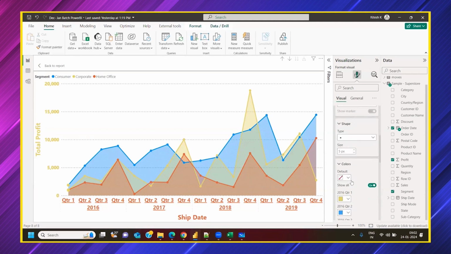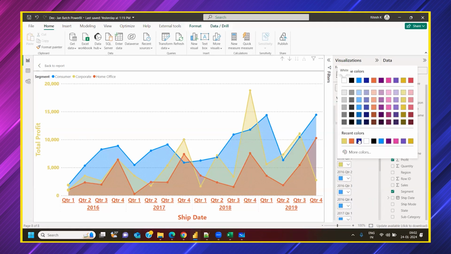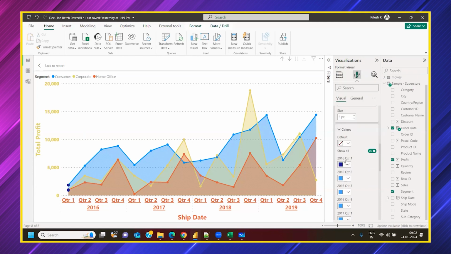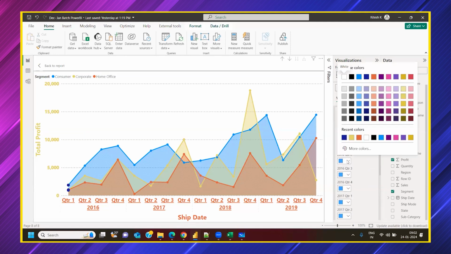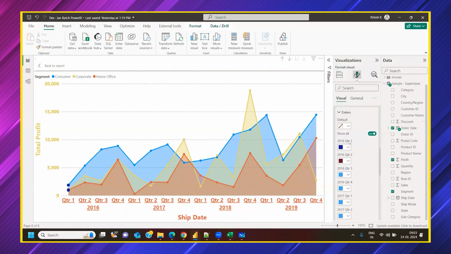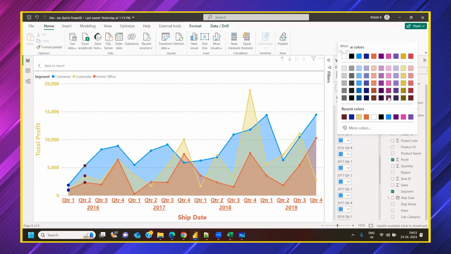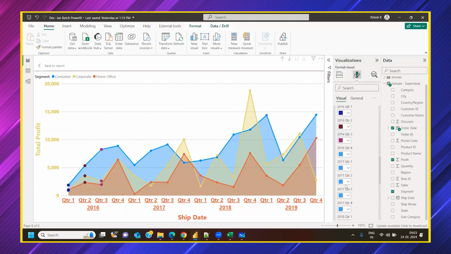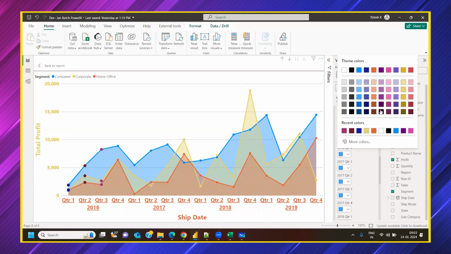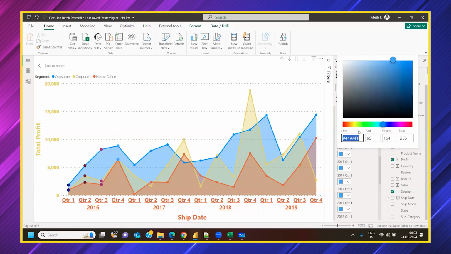See, if it's quarter one, it would be highlighted in dark blue. If it is quarter two, it would be highlighted in dark brown. If it is quarter three, it would be highlighted, let me take any random color. Brown is there, I'll take a purple shade. And if it is quarter four, I'll take some other shade. Maybe I'll go here, I'll take a greenish shade.